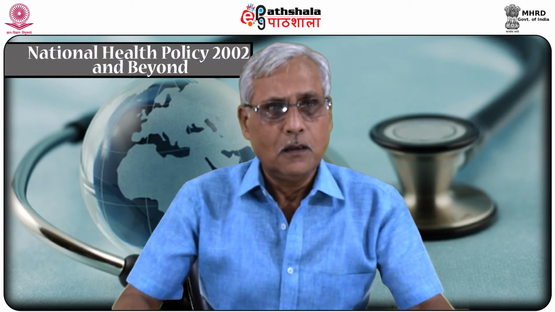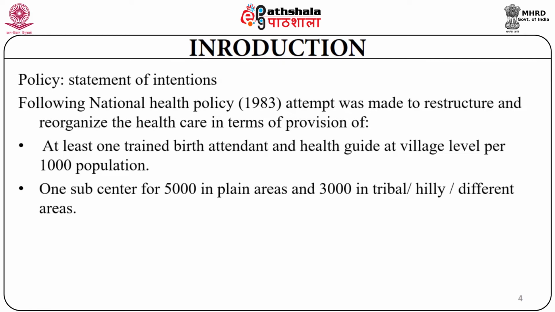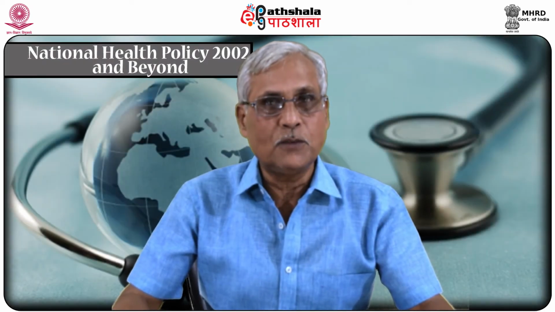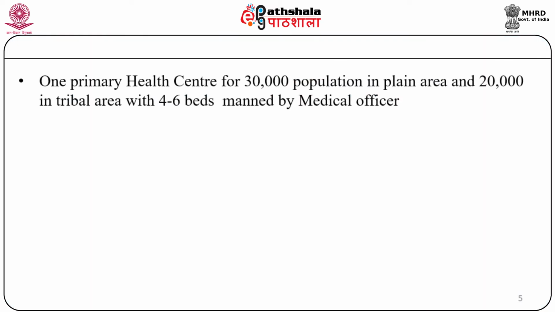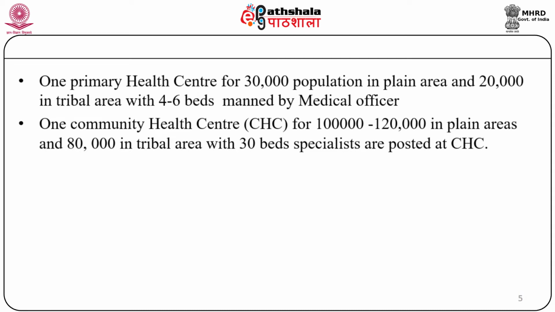The second important thing was one sub-center for 5,000 population in plain areas and 3,000 in tribal, hilly and difficult areas. One primary health center for 30,000 population in plain areas and 20,000 population in tribal and difficult areas, with 4 to 6 beds manned by a medical officer. One community health center, CHC, for 1 lakh to 120,000 population in plain areas and 80,000 in tribal and difficult areas, with 30 beds. Provision of specialists, and specialists are posted at the community health center.